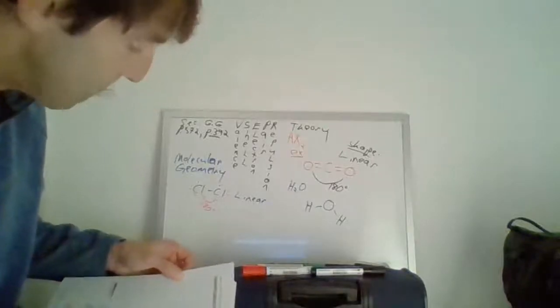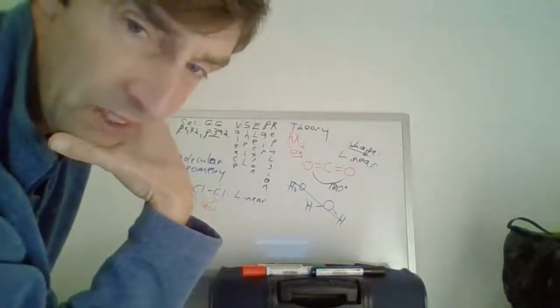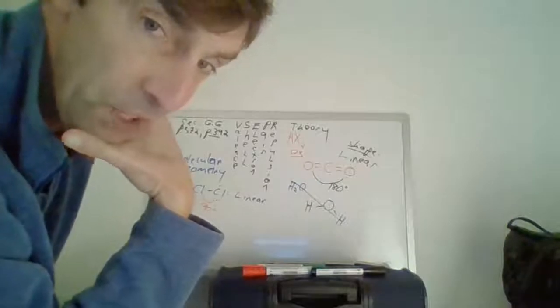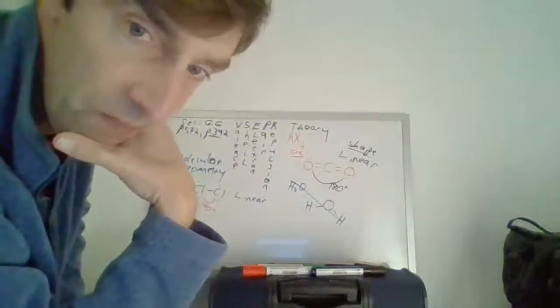Okay, let's come back to water. Okay, so if I got two things around one, pretty much the only possibility you got is linear because they want to be as far apart as possible. So with this AX2 type thing, we're done.